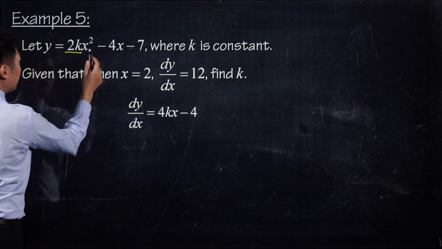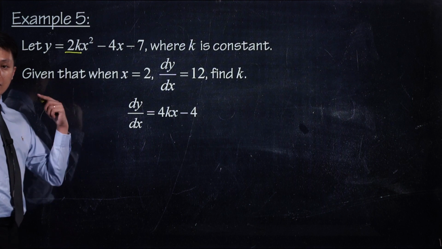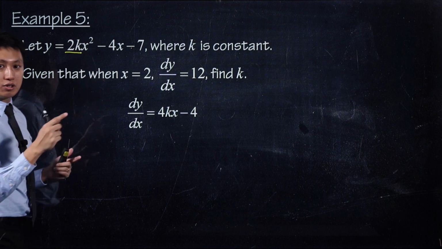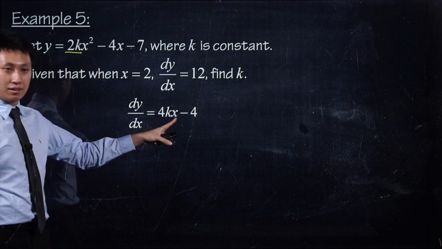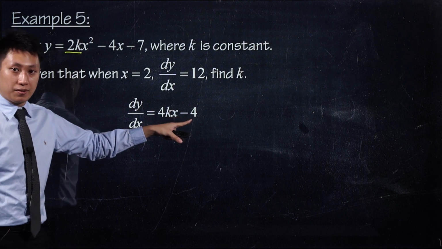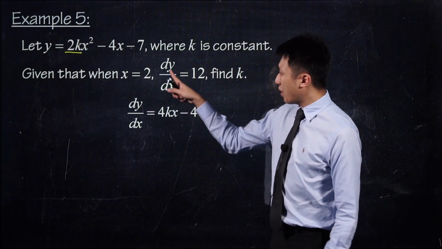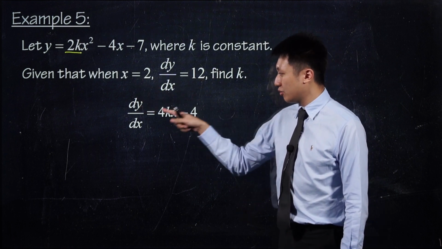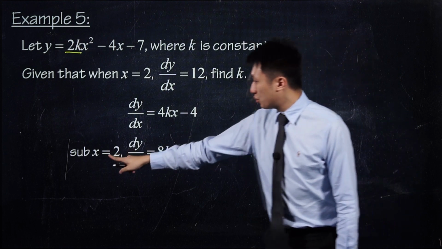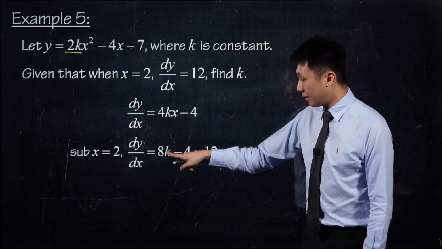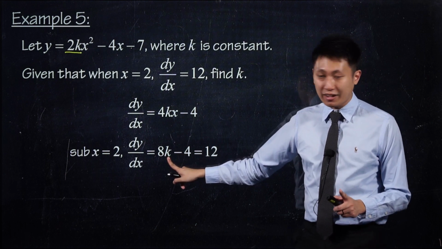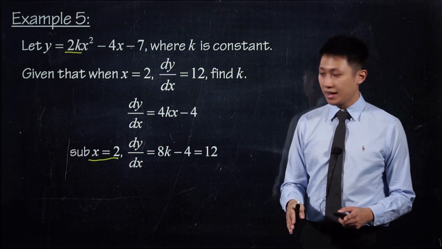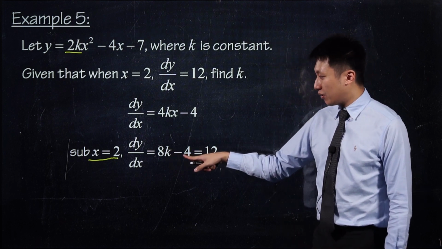Differentiate a constant times x: the constant you bring out, so you get 2k, then differentiate x squared, you get 2x. So you get 4kx. Differentiating negative 4x gives negative 4. It says that dy/dx is 12 when x is equal to 2. So when you substitute 2 into here, you should get 12. Then I get 8k, not 8x, because you substitute x equal to 2, not k equal to 2. You do not know k. So 8k minus 4 is equal to 12.